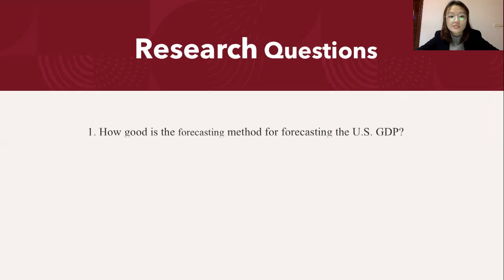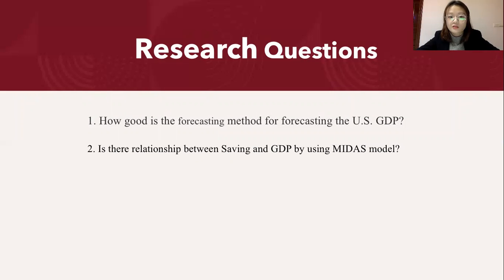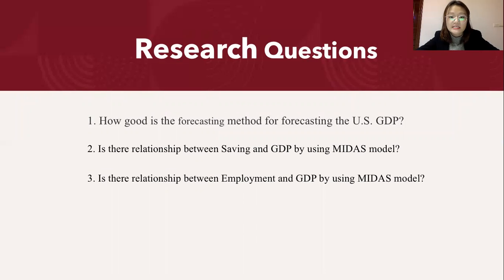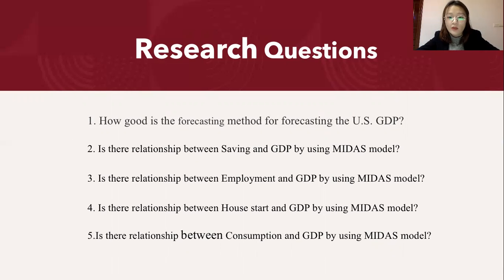For the research questions, the main research question is how good the forecasting method is for forecasting the United States GDP. We also will try to find the relationship between the independent variables and the dependent variable. The independent variables are saving, employment, housing start, and consumption. The dependent variable is the GDP. The last research question is, is there any difference in performance among the 5 types of MIDAS models?